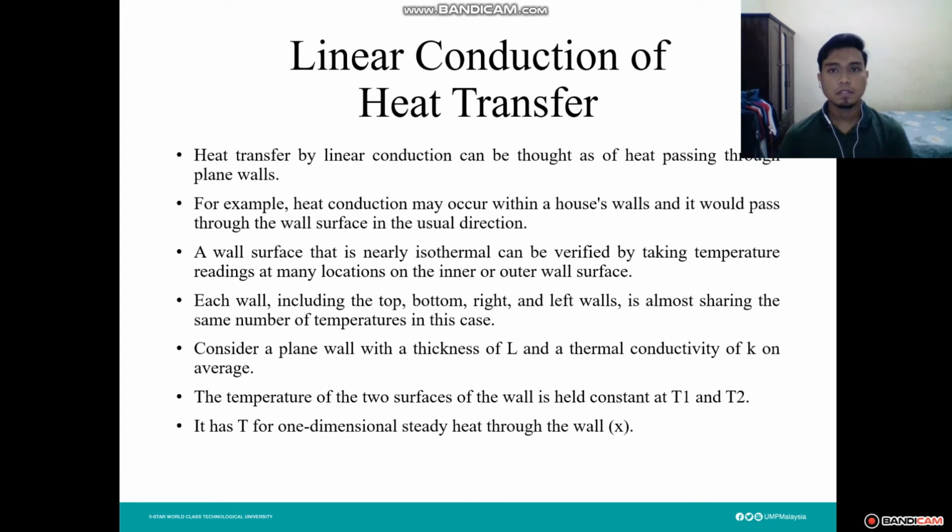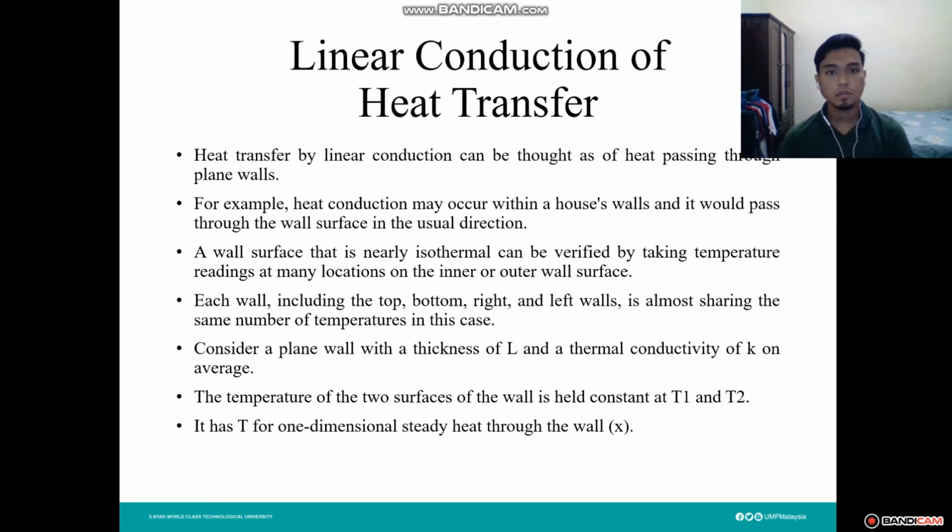Heat transfer by linear conduction can be thought of as heat passing through plane walls. For example, heat conduction may occur within a house's walls and pass through the wall surface in the usual direction. A wall surface that is nearly isothermal can be verified by taking temperature readings at many locations on the inner or outer wall surface.